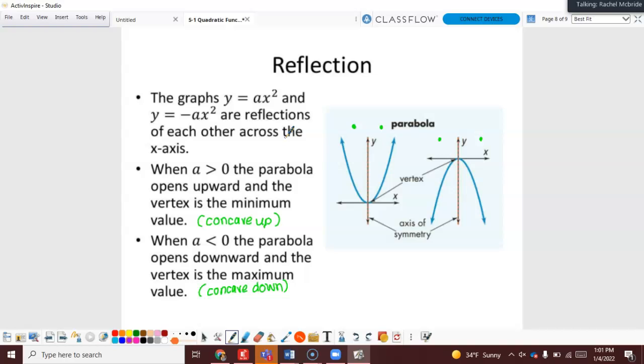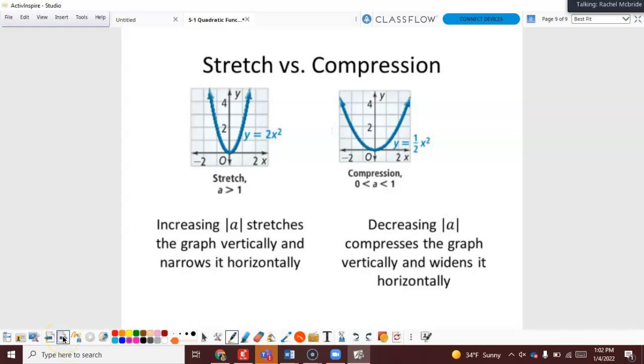The effect of the A value in quadratics is very similar to the effect of the A value with absolute values. The negative reflected it. An A value between 0 and 1 compresses it. An A value greater than 1 stretches it. So all those rules are the same. So what we're going to do is continue to practice graphing these types of functions using those rules and the idea of that table.